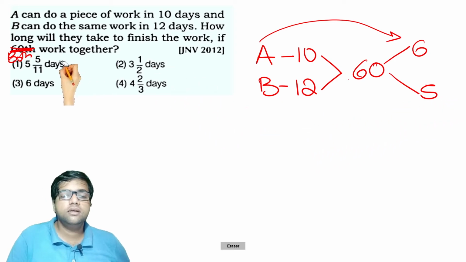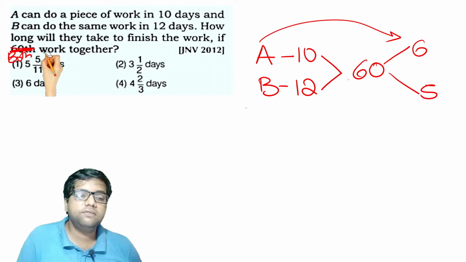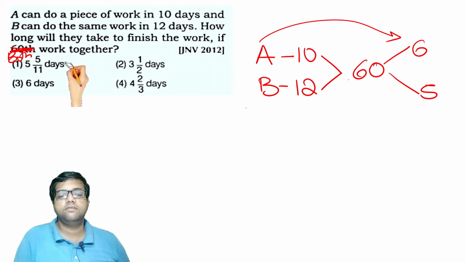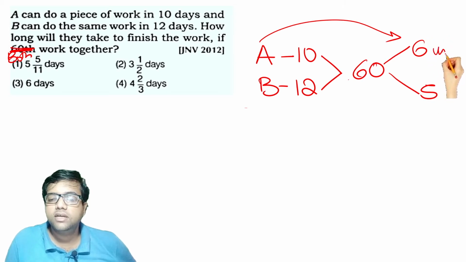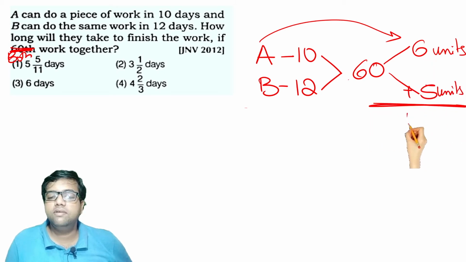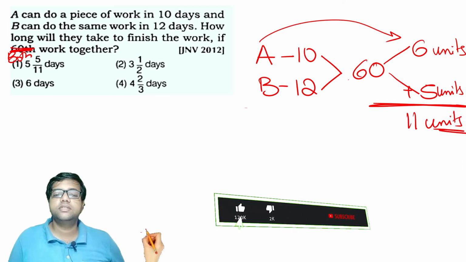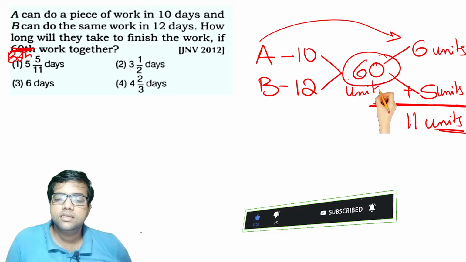So together, what is the next part of the question? How long will they take to finish the work if they work together? If both work together, A is working for 6 units and B is working for 5 units, so they will work for 11 units every day. The total work here is 60 units.